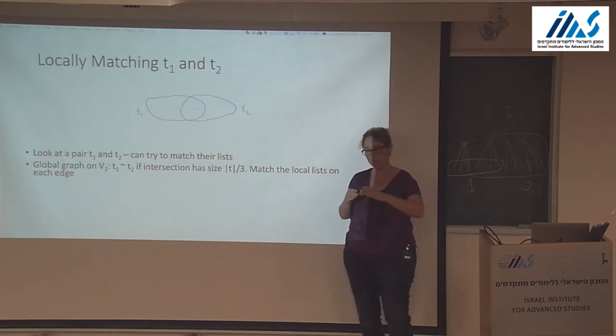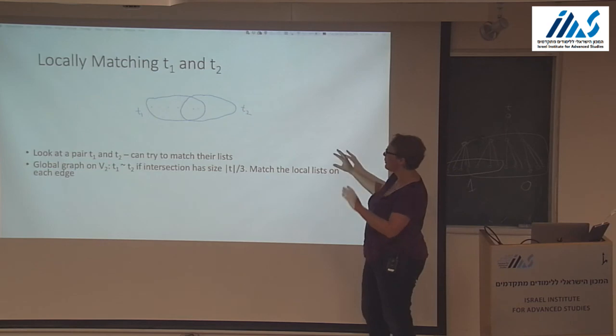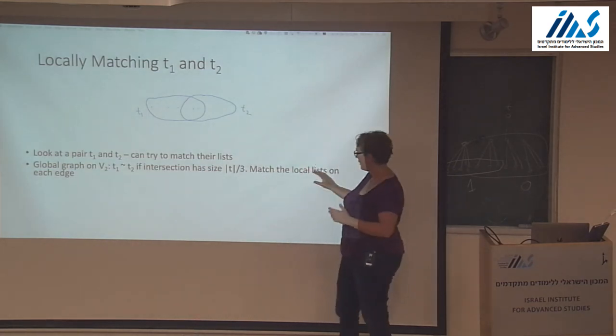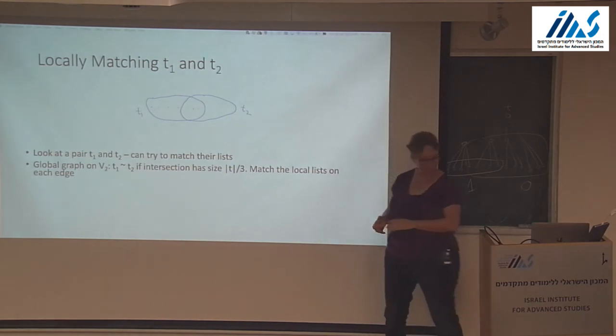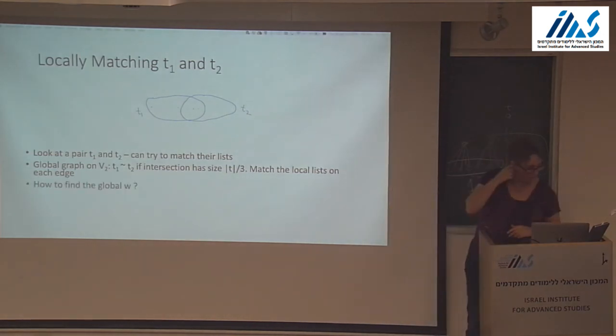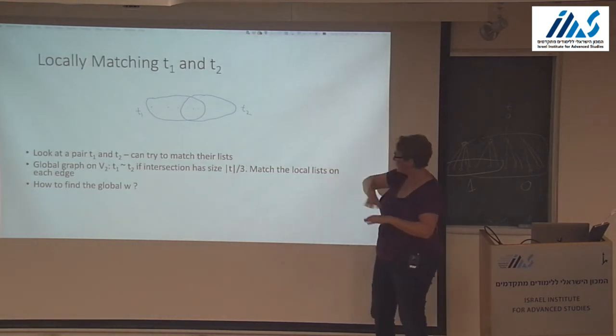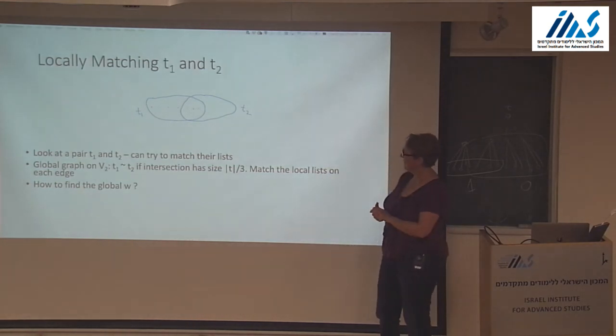It goes from T face to T face by first choosing a T over 3 face and then choosing another T face, something like that. So we know exactly, almost exactly, the spectral gap of this graph, and it's an expander, which is nice. Okay. So now we match the lists locally, and we want to find the global W.